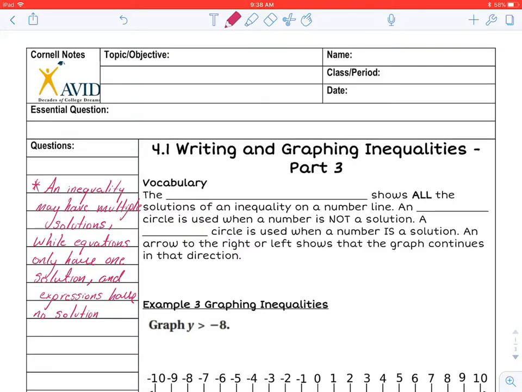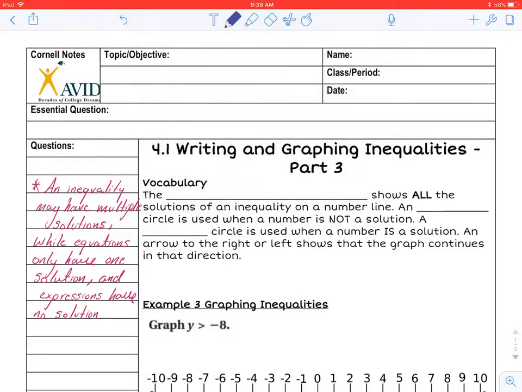So in an inequality, what you're going to learn today as vocabulary-wise is that the solution set shows all solutions of an inequality on a number line, but however, that's going to be just a little different because we're going to be using the number line to graph this. So the graph of an inequality is what's going to show all the solutions of an inequality on a number line.